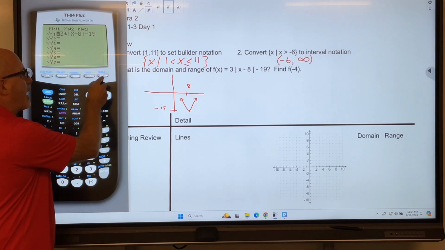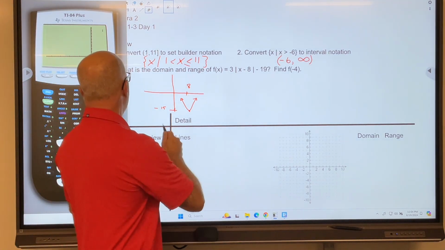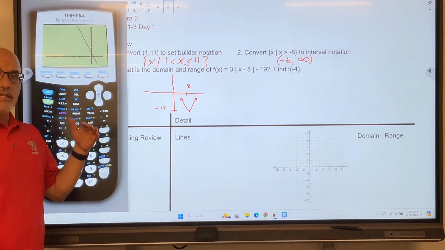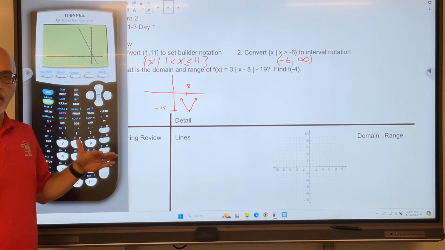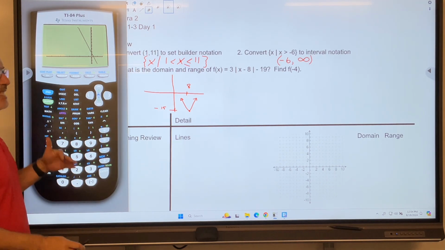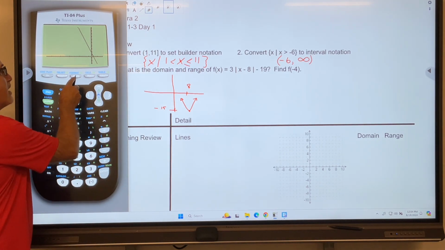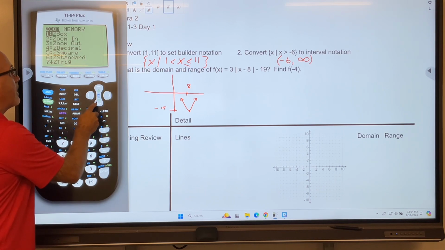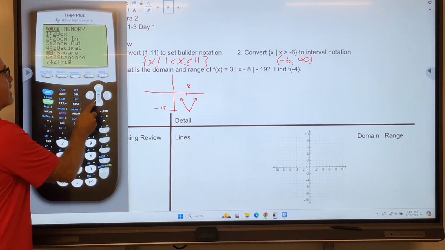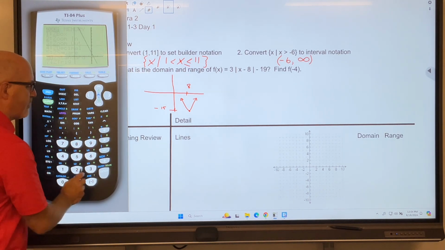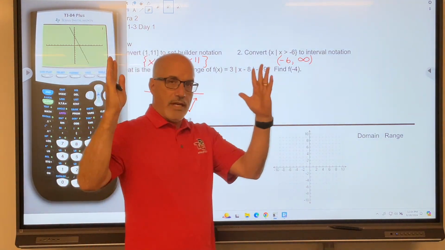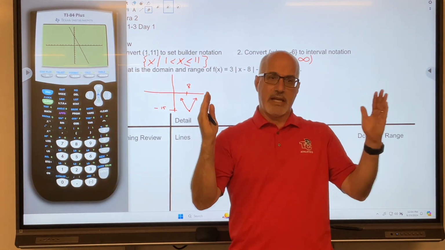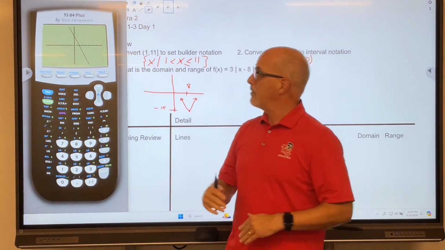Now if you hit graph for this, what happens is, oh, it looks like we made some changes to our window on the graph before, so we want to get a standard look for our window. You hit zoom, and you go down to standard. That will give you that standard -10 to 10 graph window where x goes from -10 to 10 and y from -10 to 10.